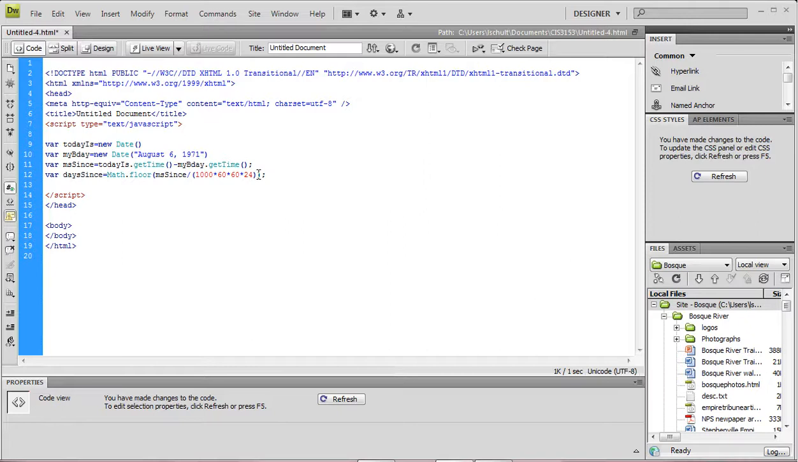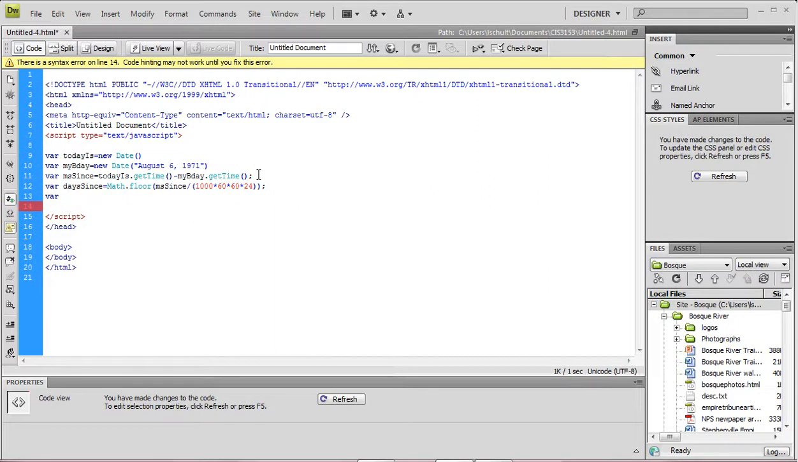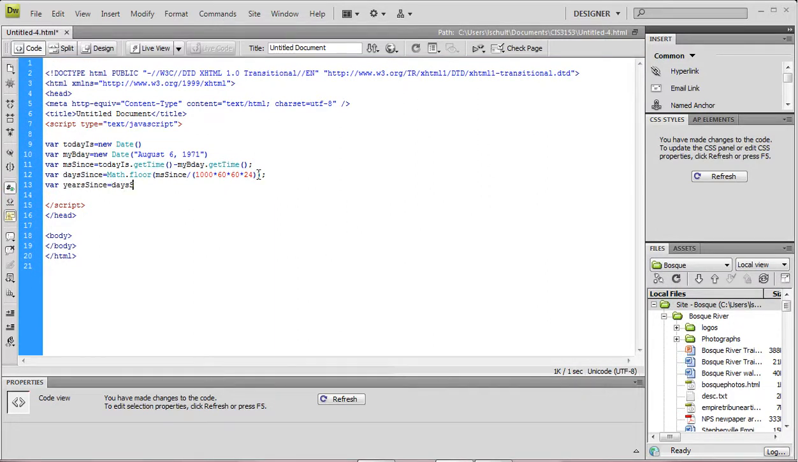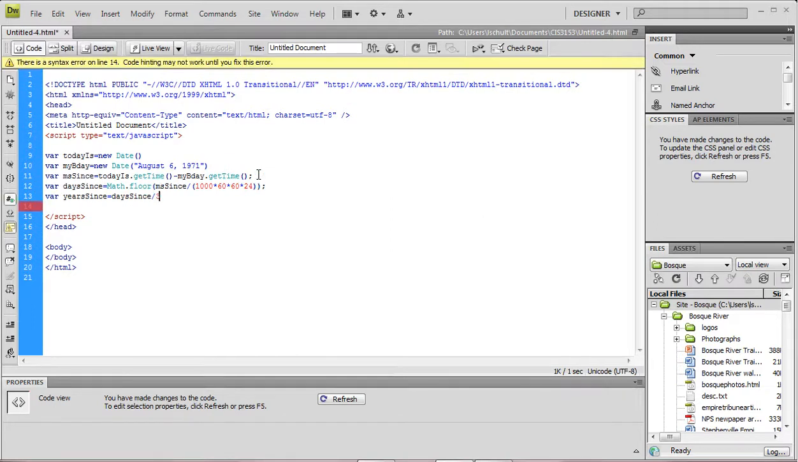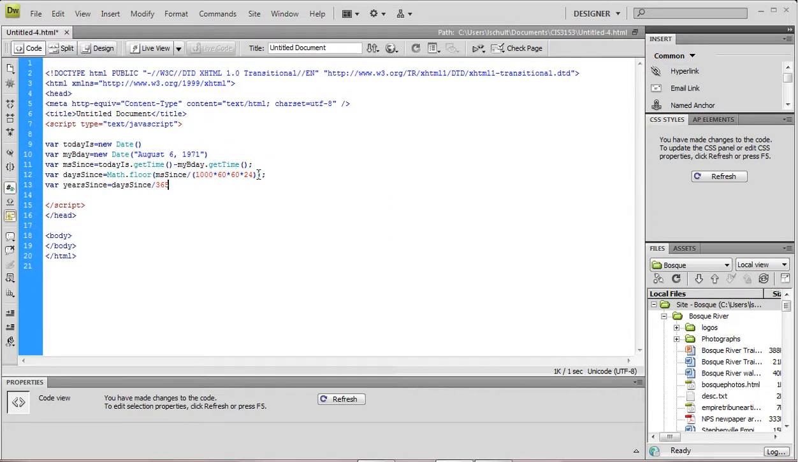So that's going to tell us how many days old I am. And so if we want to do var years since, we can just take days since and divide that by 365. Again, we'll probably want to round that down, so we'll do a Math.floor on that as well.